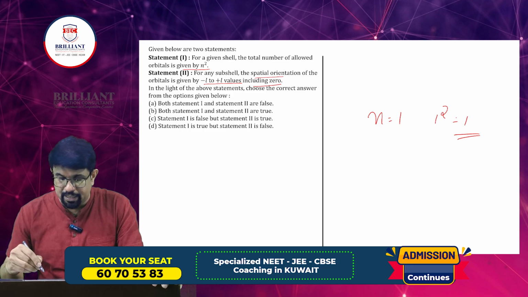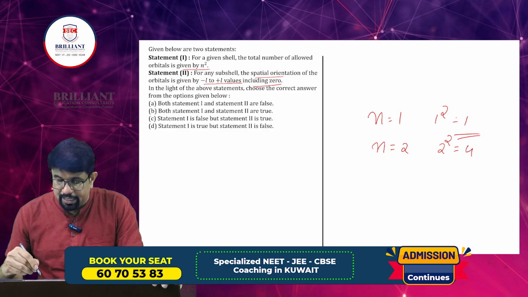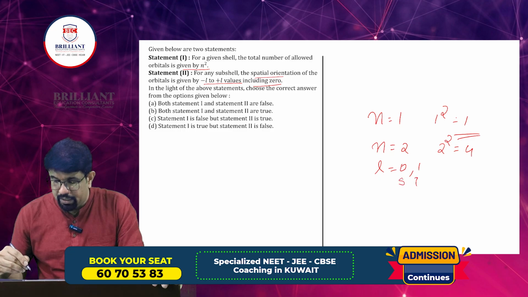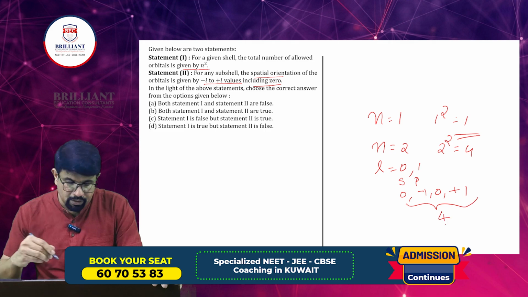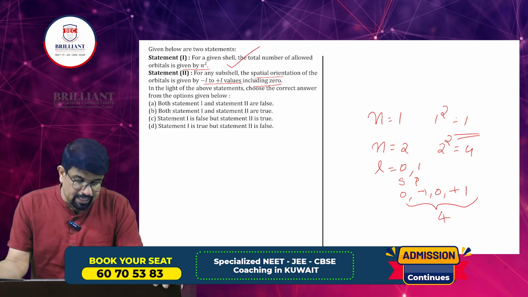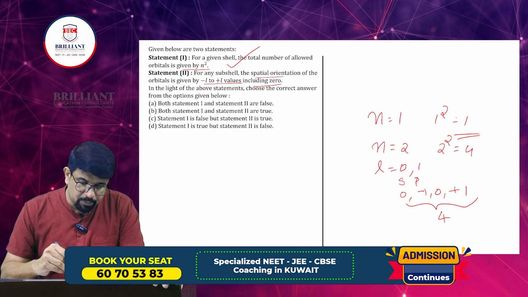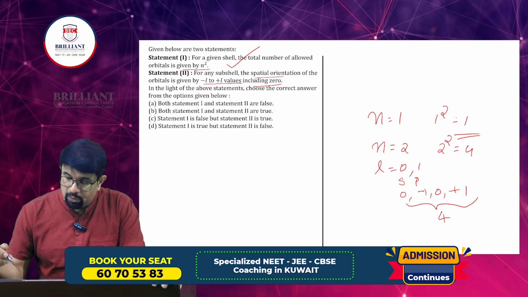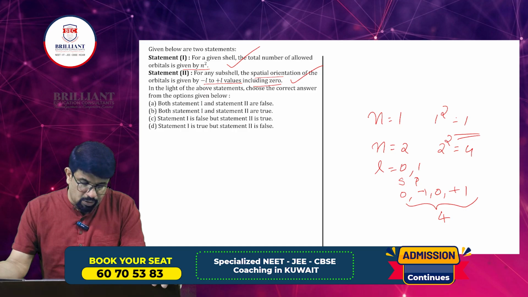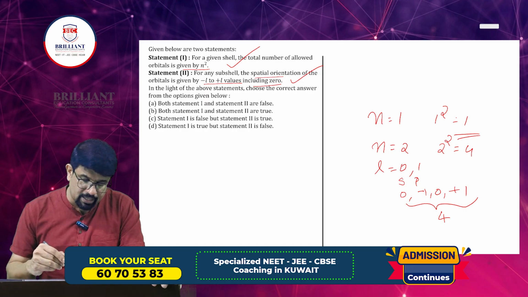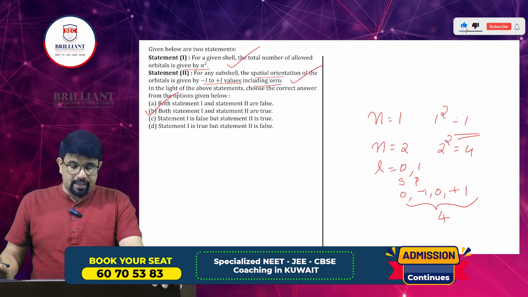Yes, it is s, only s is there, right? If you take n = 2, it is 2 square, it is 4. In the second energy level, l values are 0 and 1. 0 we know is s, 1 is p. s has 0 orientation. p may be minus 1, 0, plus 1. Total 4. So this statement is correct, right? And the second one, for any subshell, the spatial orientation of the orbital is given by minus l to plus l including 0. That statement is also correct. So both statements, first and second, are true. So B is the correct answer.